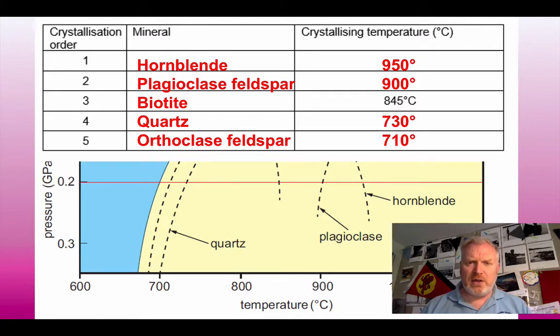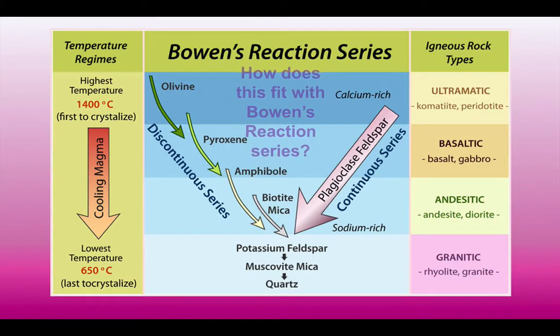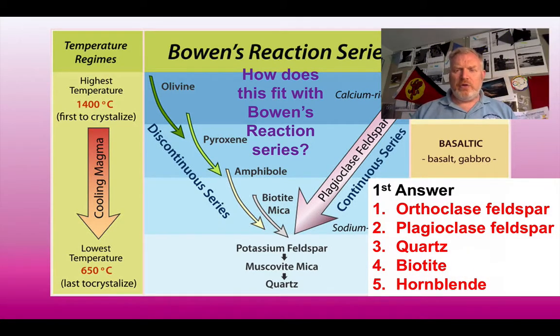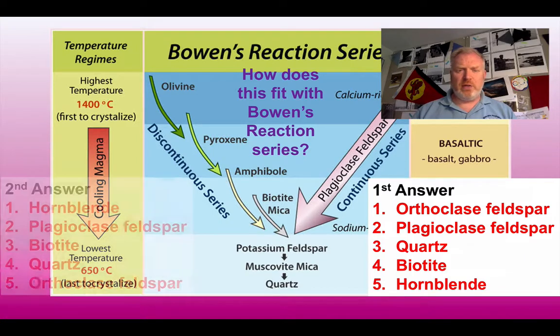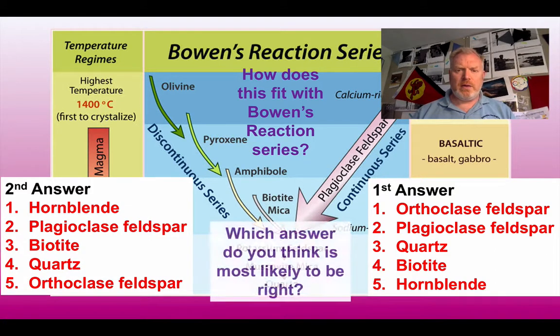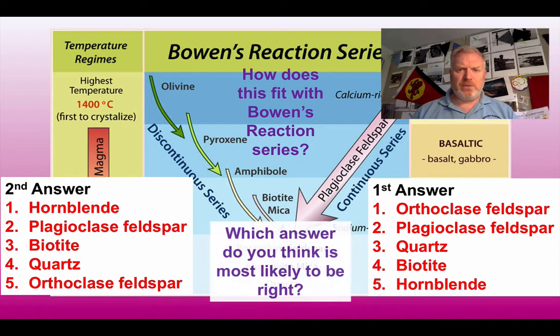But if you compare that to the order that you came up with for your first interpretation of this, we see that we have orthoclase followed by plagioclase, quartz, biotite, and hornblende. Yet our second answer, where we use the phase diagram, is pretty much the reverse. How can that be? Which one do you think is the most likely interpretation?